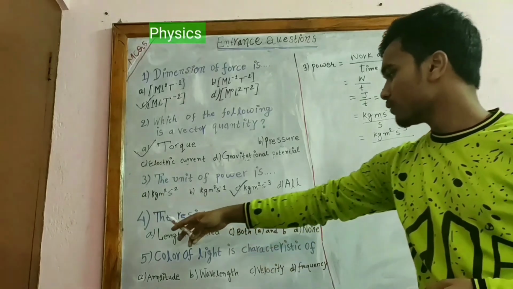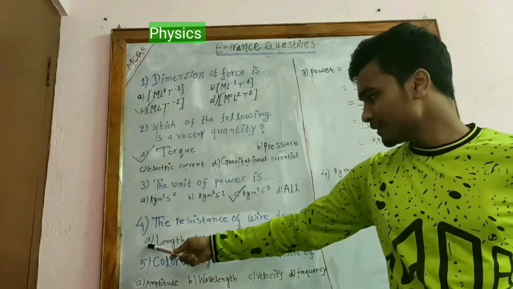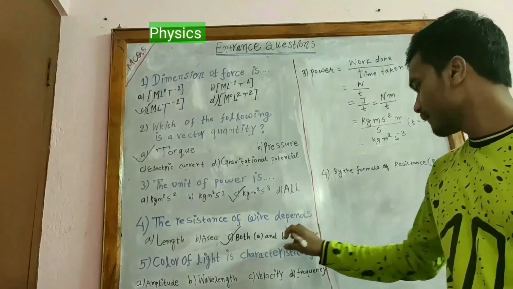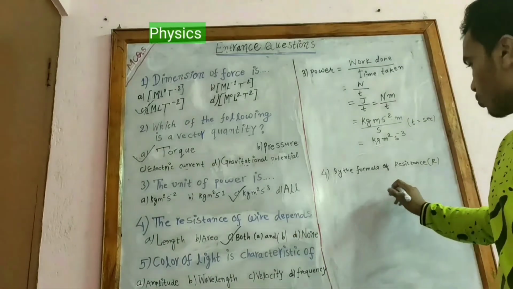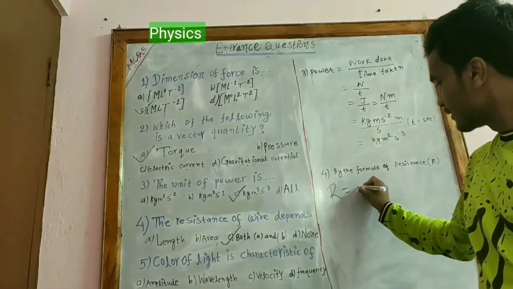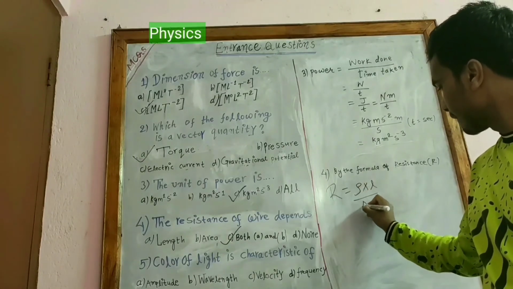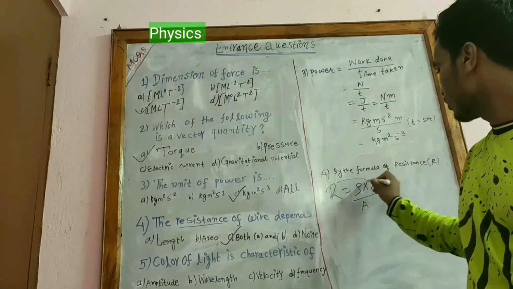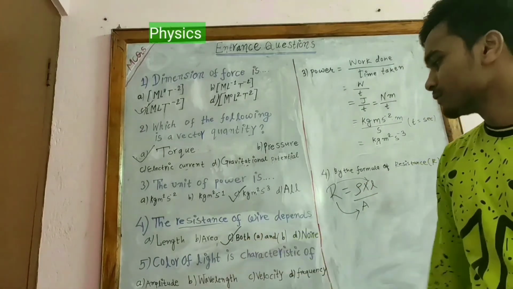In question number 4, the resistance of wire depends upon. We have option length, area, both A and B, in option D we have none. By the formula of resistance, R equals to resistivity into length upon area. Since resistance is dependent upon length and area, therefore option C is the answer.